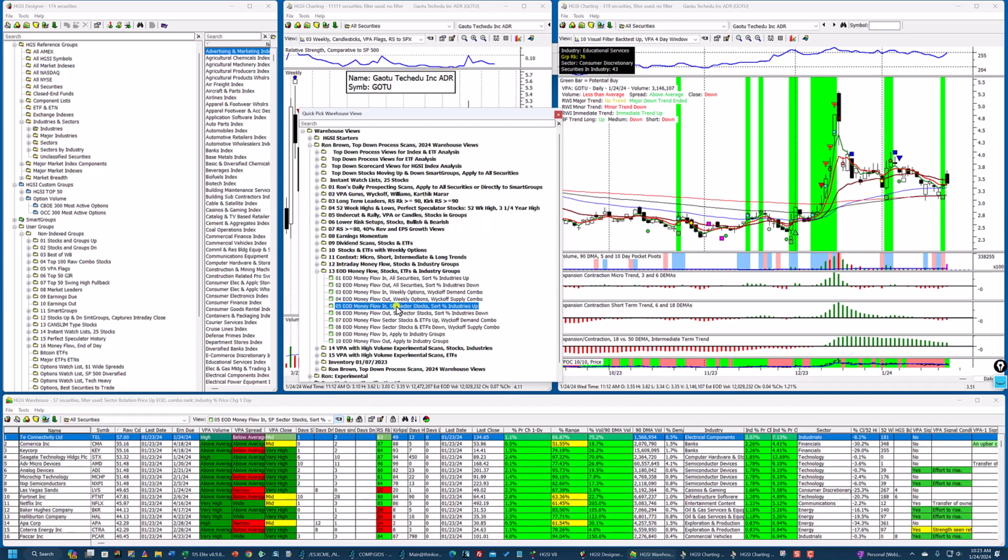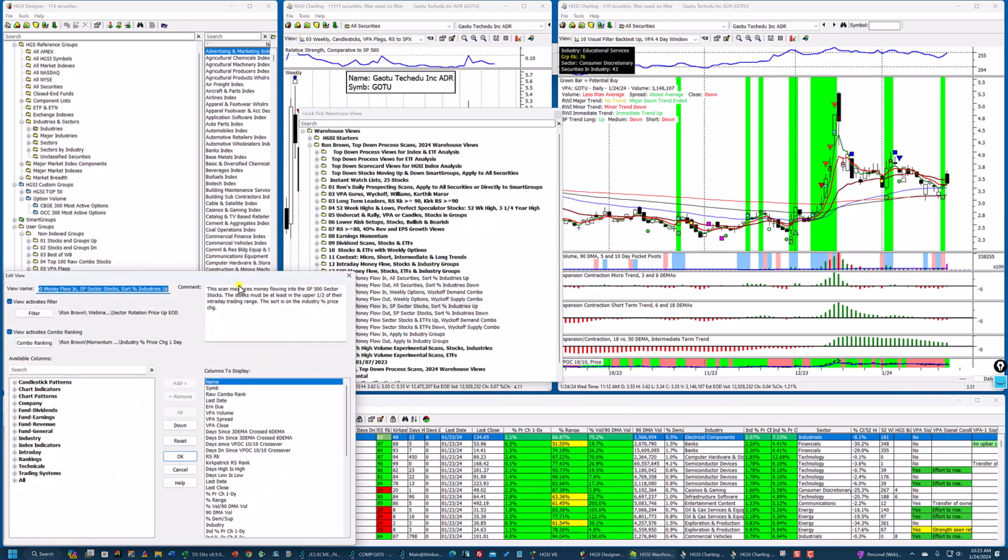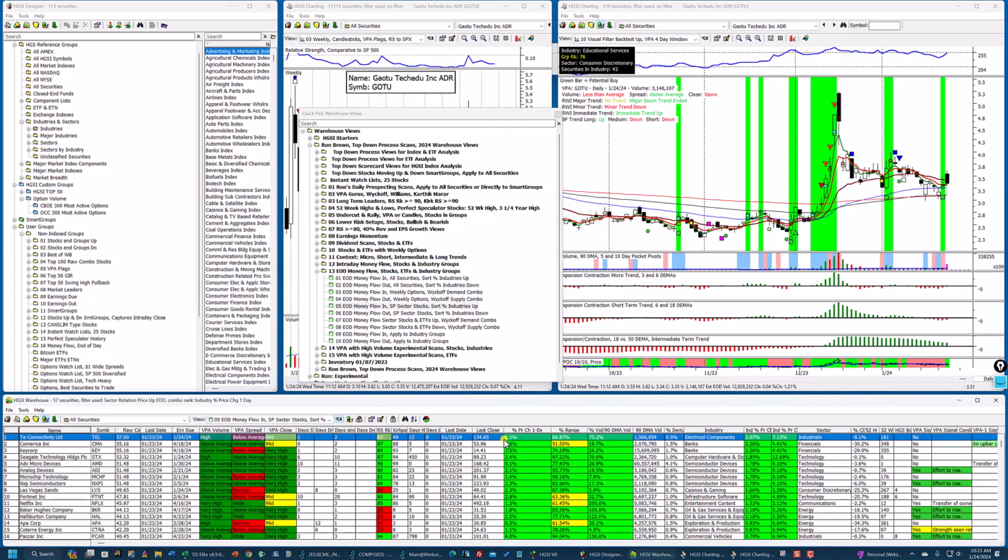Money flow in. This one right here, SP sector stocks. If I click on this, it opens this window. This scan measures money flowing into the S&P 500 sector stocks. The stocks must be in the upper one half of their trading range, and so on. The sort is on the industry percentage price sheet. So these are the big dogs, or the S&P 500 stocks.